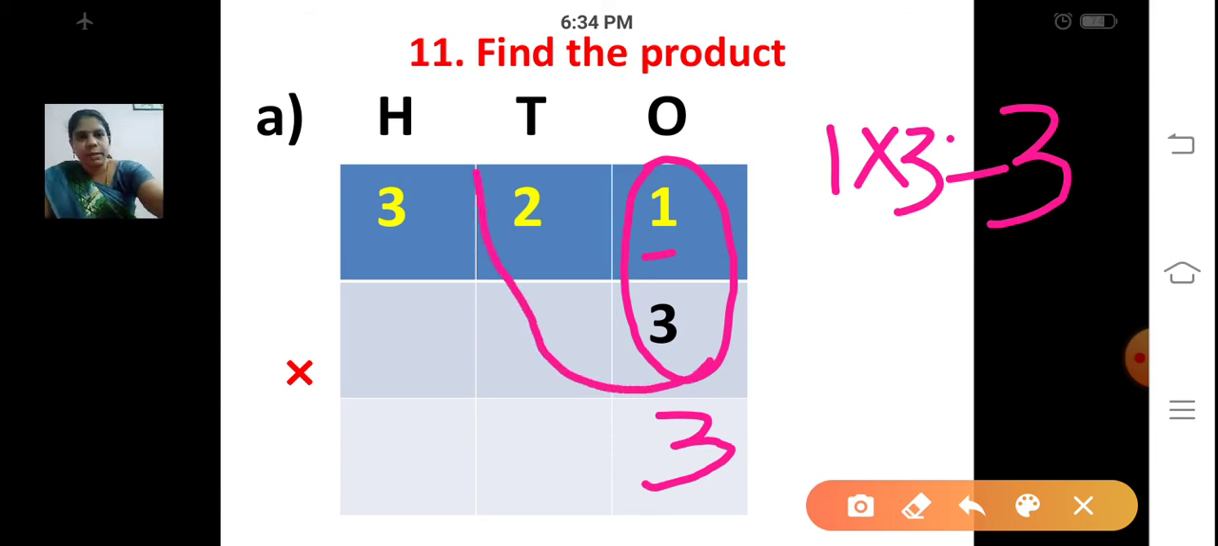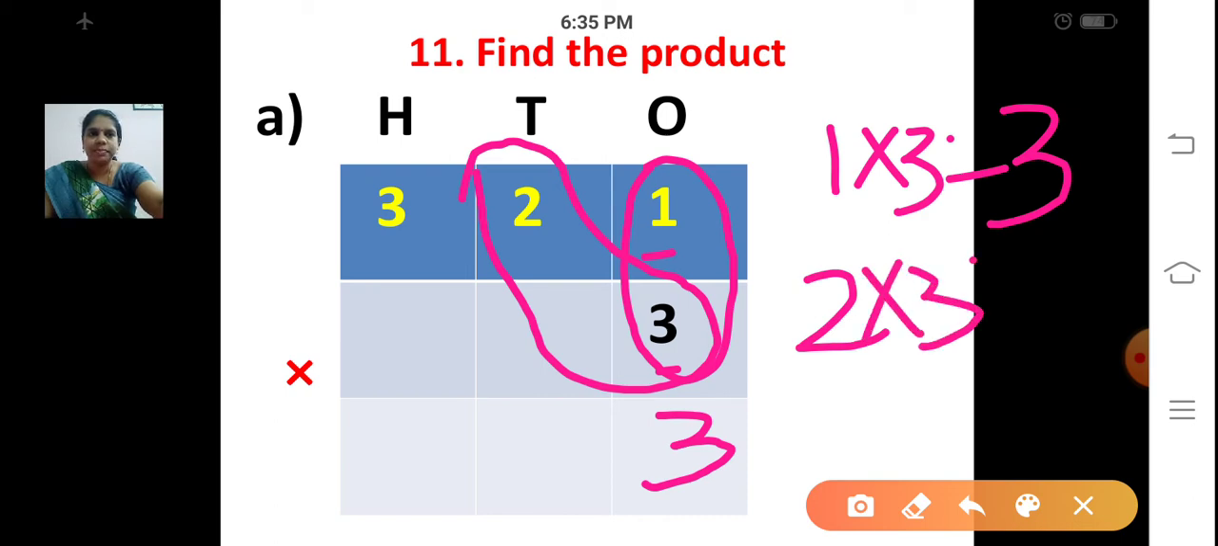We are going to multiply the digit at the tens place by 3. The same 3. So 2 into 3. 2 threes are, what is the meaning? 2 tens into 3, right? So 2 threes are 6 tens, right?